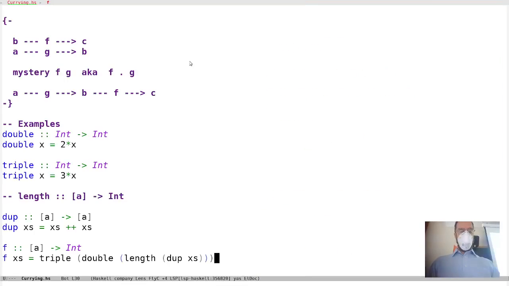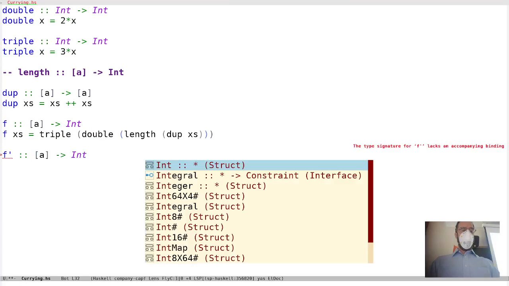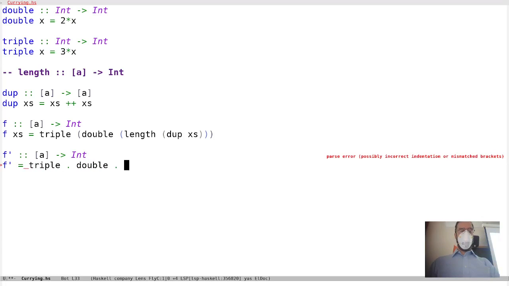But there's a different way that I could write this function. I'm going to write f prime. Because really, what is f doing? It's really just taking an input and then running it through a pipeline of functions, right? So I actually don't have to mention the input at all. I can just say f prime is defined to be the function which is this composition.